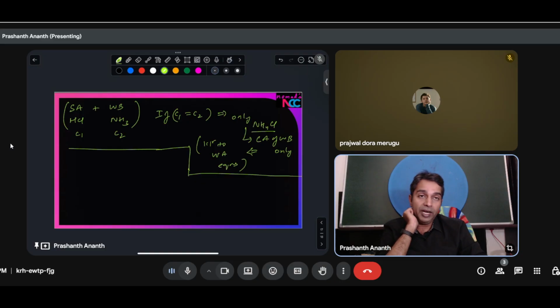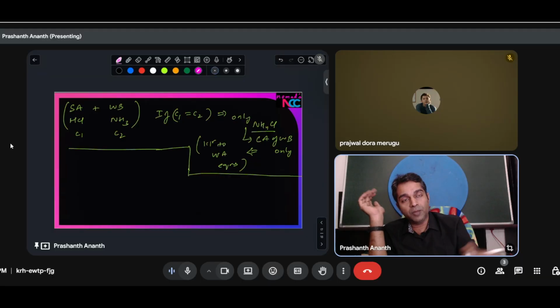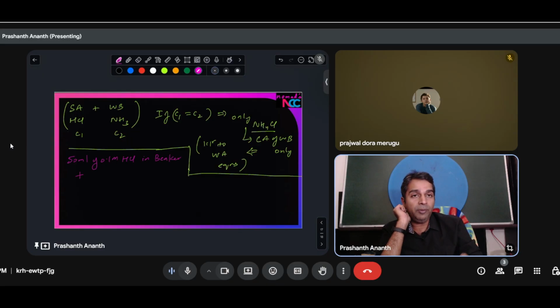Now, how will you be getting this question? You will get this in the form of titration. They will tell you something like, I am having 50 ml of 0.1 molar HCl in a beaker. We are going to be adding ammonia dropwise, ammonium hydroxide 0.1 molar solution added dropwise.